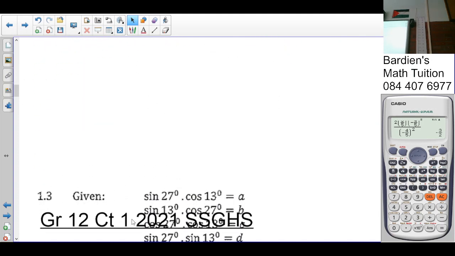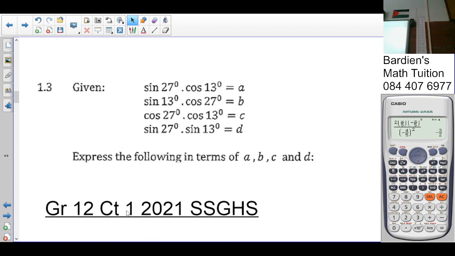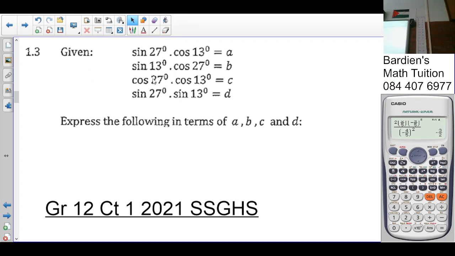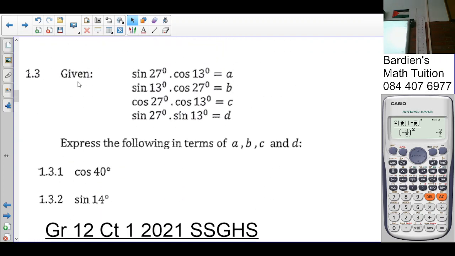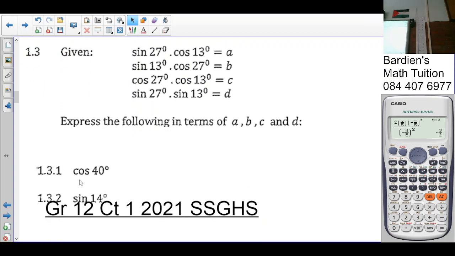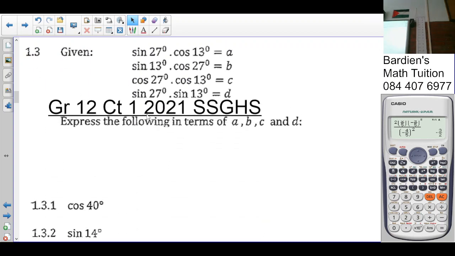People, the next one, question 1.3, sorry. We are given that sin 27 cos 13 is equal to A, sin 13 cos 27 is B, cos 27 cos 13 is C, sin 27 sin 13 is D. Express the following in terms of A, B, C and D. So looking at this, the first question is cos of 40.